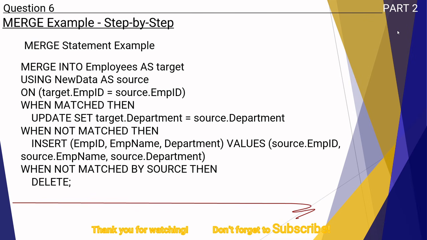Now, let us see the query in action. The merge statement checks for a match based on employee ID. If there is a match, it updates the department of the employee. If there is no match in the target table, it will insert the new record. Finally, if a record exists in the target table but not in the source, it will be deleted.